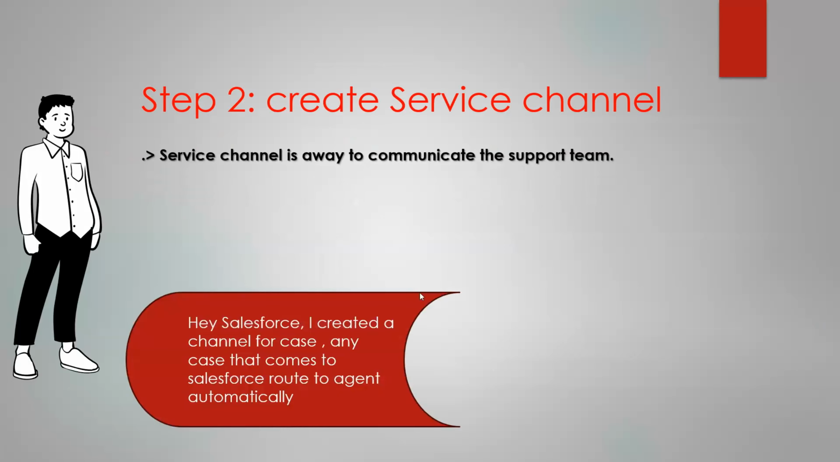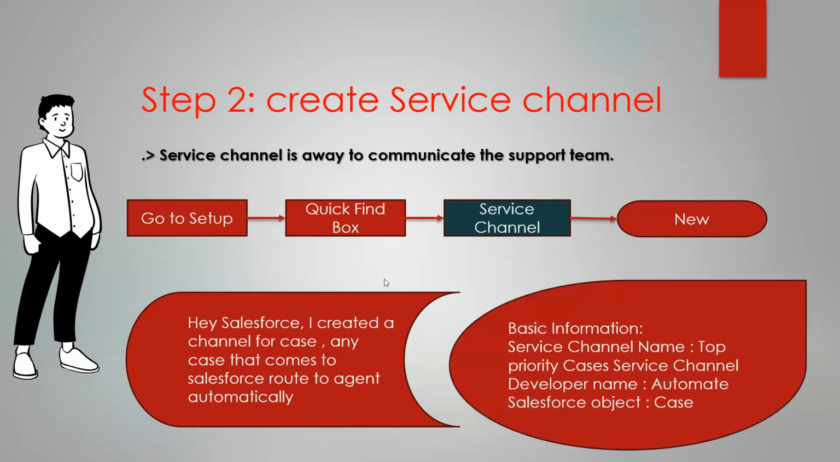So we are telling the Salesforce, hey Salesforce, I created a channel for case or standard case. It may be a standard or custom object, whatever it is. So in this scenario, we are using the case. Okay, any case that comes to the Salesforce, route to the agent automatically. So that is a channel. To the channel, we are routing. Okay? So for that, what we need to do is we search for omni-channel, we need to search for the service channel. In service channel, after that, we need to select new.